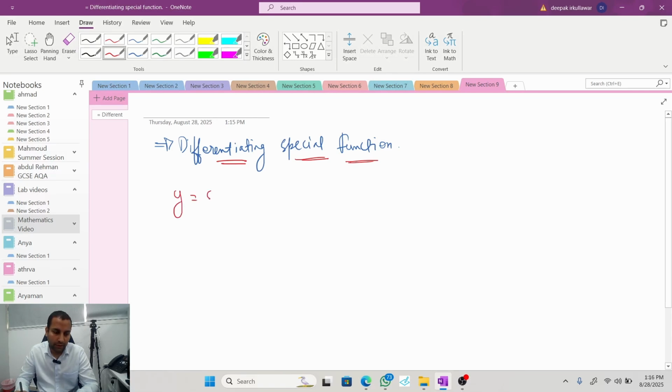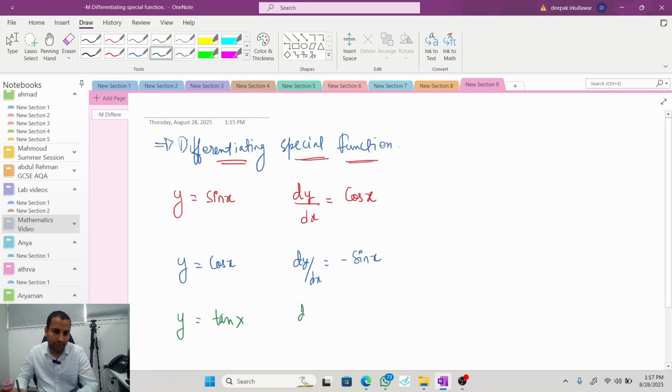But still, just to give you a brief idea, I will explain a few of them. Say you are given y is equal to sine x. What would be its differentiation? Its differentiation dy by dx would be cos x. Similarly, if you are given y is equal to cos x, its differentiation dy by dx is minus sin x. If you are given y is equal to, say, tan x, its differentiation dy by dx is nothing but secant square x.